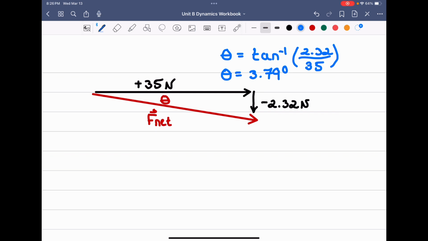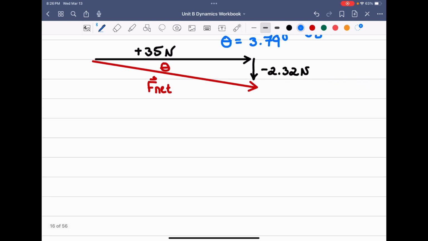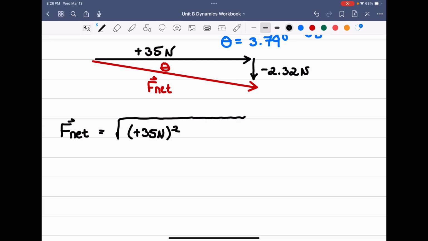Now, I know that this problem has two significant digits. Don't worry. We're just going to hold on to this extra decimal place, and then in the end, we can always round this. To get the F net, we're going to have to use the Pythagorean theorem. Pythag says that the F net, or the hypotenuse, is equal to the square root of the two other sides squared. And so I'm going to write this as positive 35 newtons squared, plus we have 2.32 newtons squared, and this is going to give us a resulting net force, which is equal to, and for this one, I just want to make sure I get my decimal right, it's 35.08 newtons.